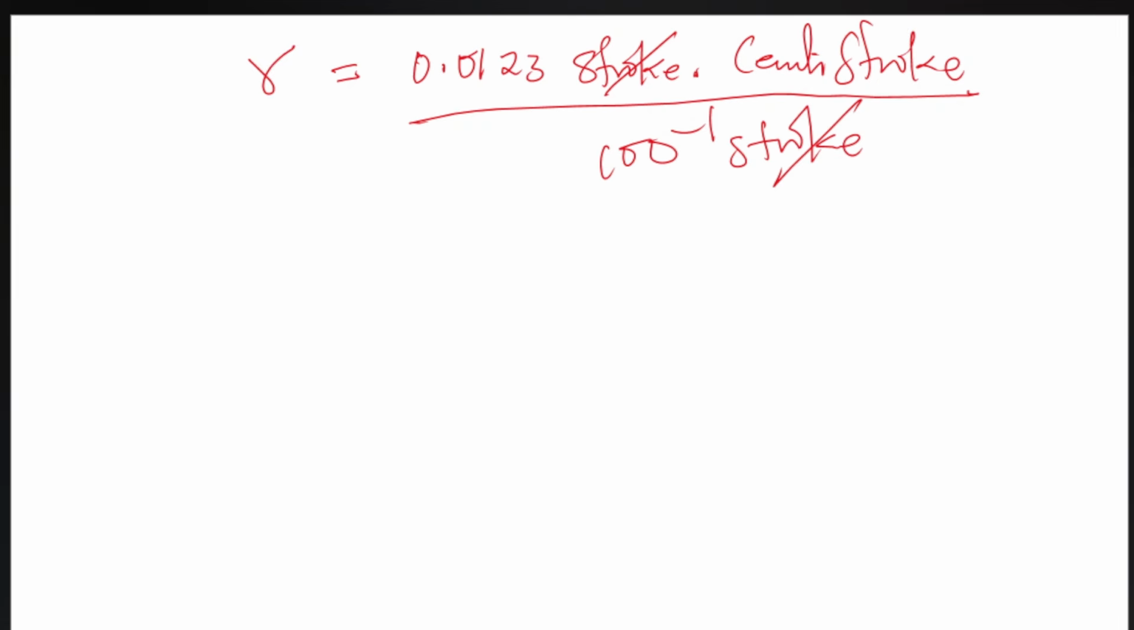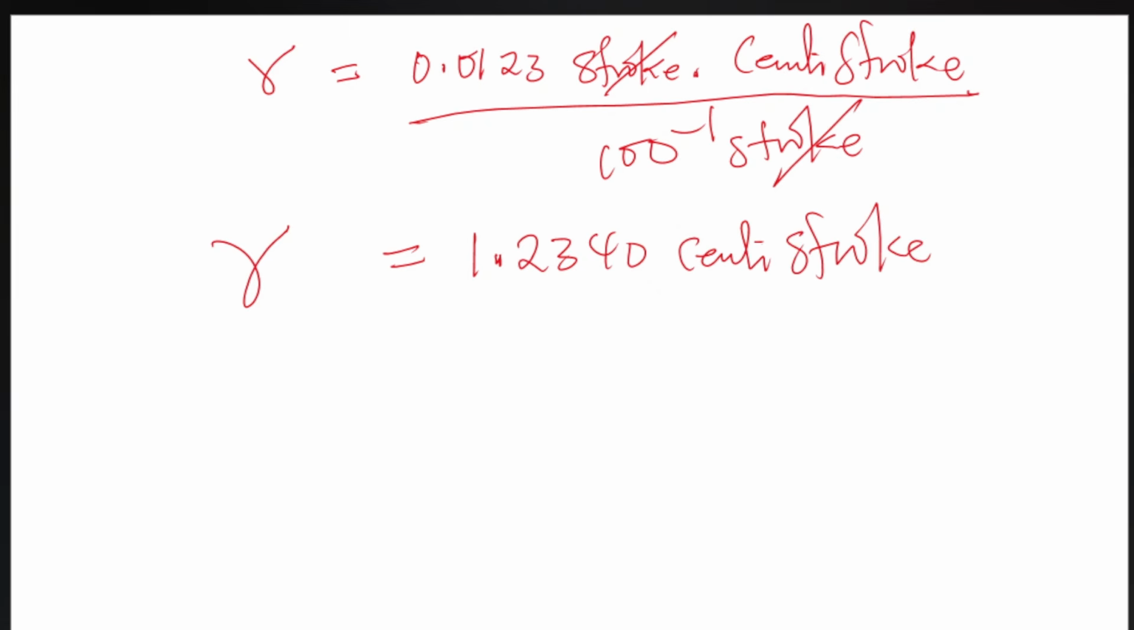So what you do is you punch your calculator: 0.0123 divided by 100 raised to the power of -1. And you have that your kinematic viscosity is 1.2340 centistrokes. So this is the final value for your kinematic viscosity. Is it not very simple? It's very simple. What you do is you know your steps, you apply your steps, and you get your final answer.